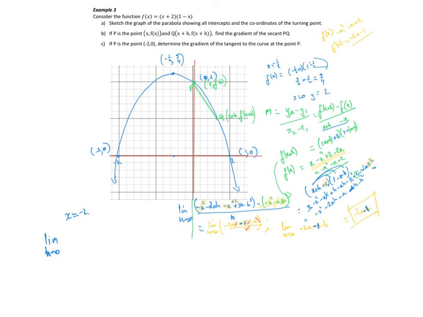of f of x plus h minus f of x over x plus h minus x is given by negative 2x minus 1. Therefore, at x equal to negative 2, the limit is equal to negative 2 times negative 2 minus 1, which is 4 minus 1, which is 3, which seems reasonable. It's a positive gradient. And if I do a tangent line there, it's going to be rather steep.